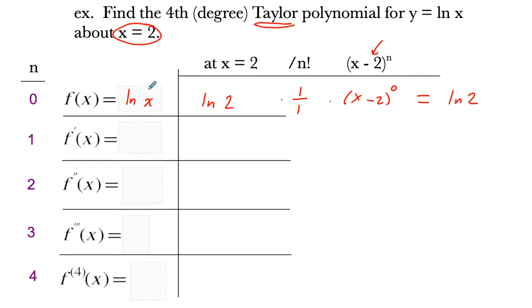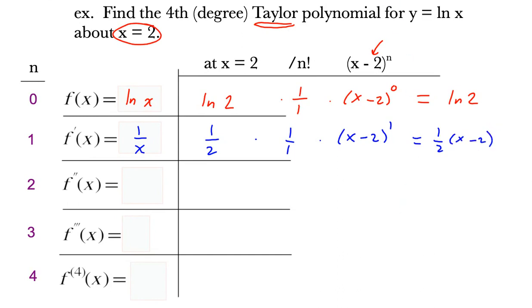We're now taking the derivative of natural log of x, so that's 1 over x. Evaluated at 2, that's 1 over 2. Dividing by now 1 factorial, that's just 1 again. And multiplying by the polynomial term x minus 2 to the first power. We multiply these together and we get 1/2 x minus 2.